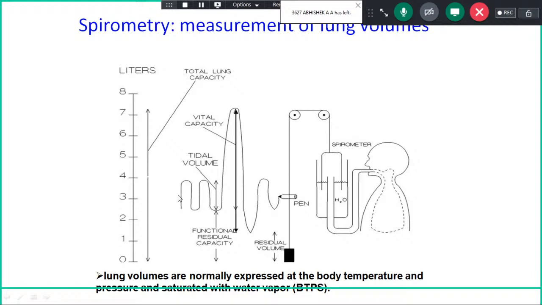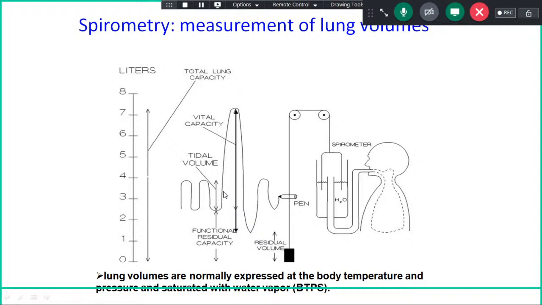When you measure with spirometry, you measure the lung volumes on the drum, and then you convert them to body temperature and pressure, because the values you are getting are at ambient temperature and pressure. You need to convert them into BTPS, saturated with water vapor pressure, and only after the correction should you give the final values.